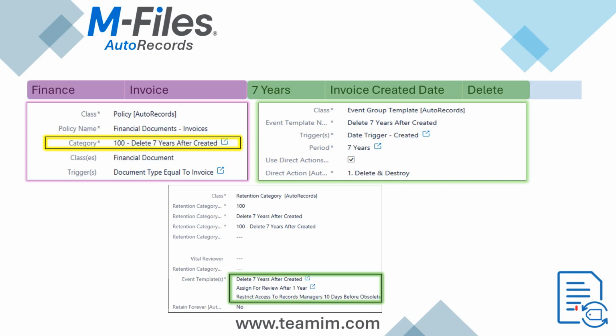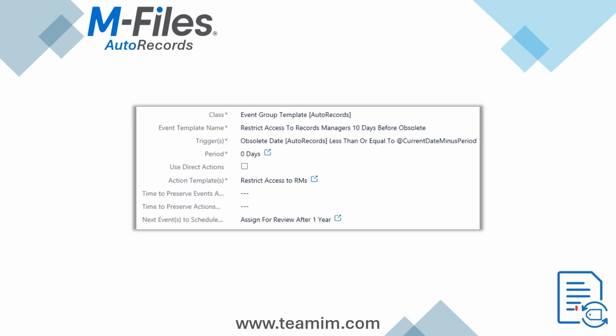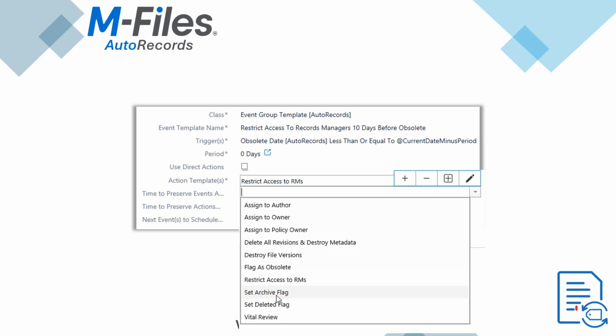Now that we have an idea of the flexibility of scheduling multiple events from a retention category, let's take a closer look at the event group template to reveal even more possibilities. As we look closer at the event group template, there are a couple of places here that allow us to build more complex retention processing as well. The action template specifies what action or actions we want to perform. Records management comes standard with common action templates that perform retention processing activities. We'll talk about how we can add our own in just a minute.